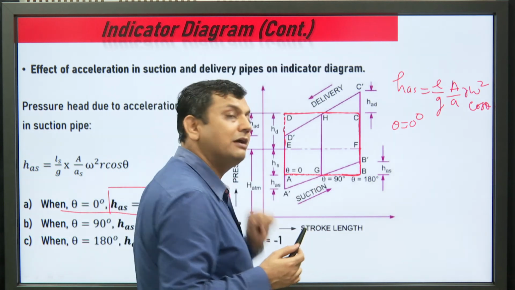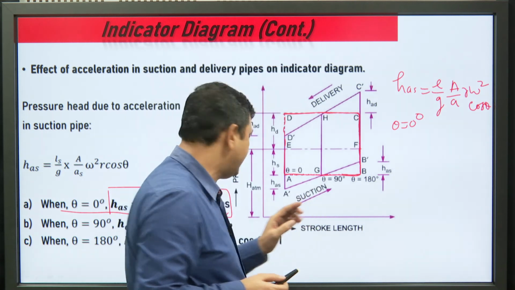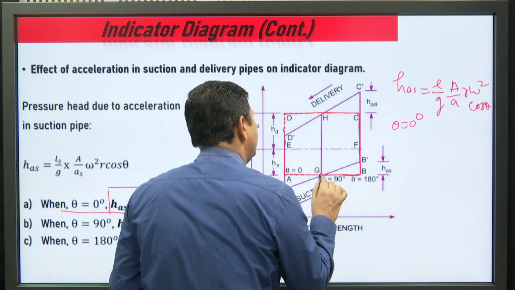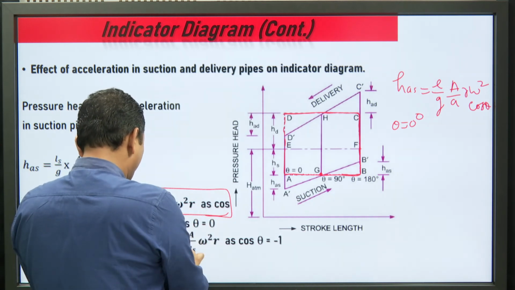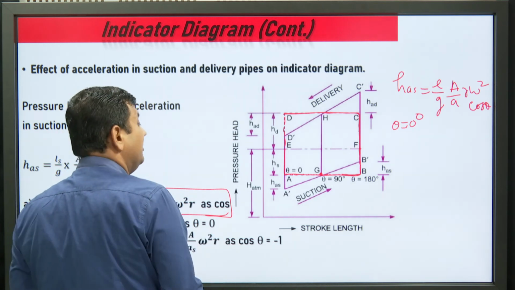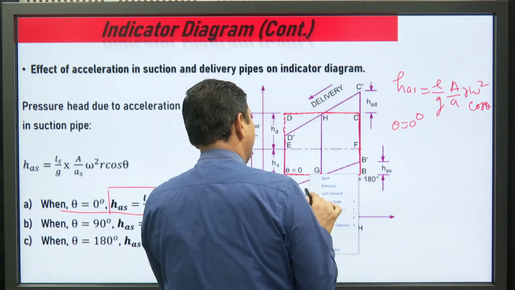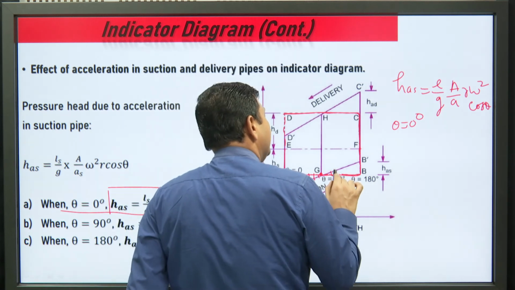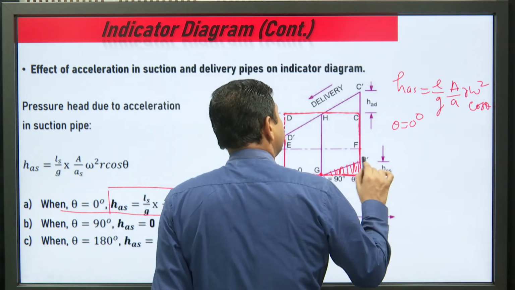What about the middle of the stroke? If you see the middle of the stroke, there is no effect of the acceleration head, it is 0, so this point remains the same. At the end of the stroke, the magnitude is the same, only the sign is reversed. So this area is the same as that area. If you see, both areas are the same. Now this diagram becomes A dash, A.